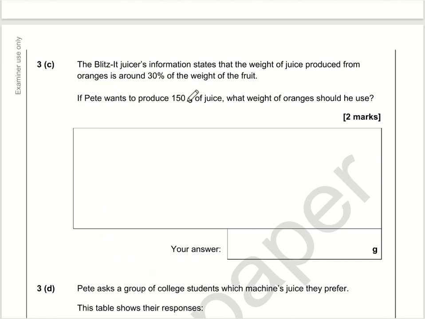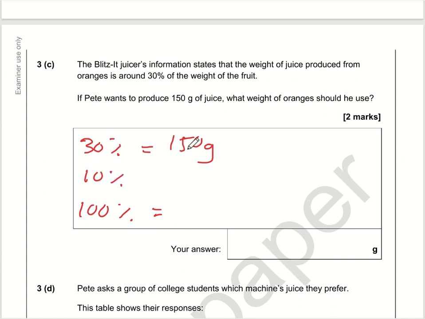So what we know is that the Blitzit juicer's information says that the weight of juice it produces is 30% of the weight of the fruit. So if we've got 150 grams of juice, that means that 30% of the whole weight of the fruit is 150 grams. So in other words, if 30% is 150 grams, then what is the full weight of the fruit, which is the 100%? Now 30 and 100 are both multiples of 10.